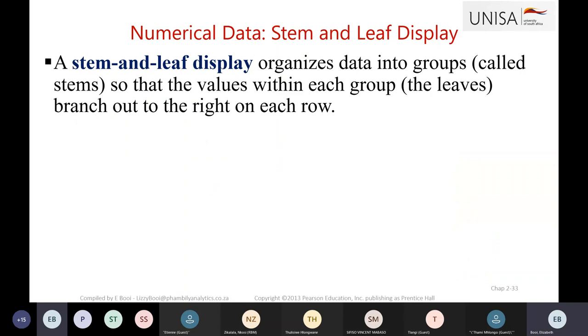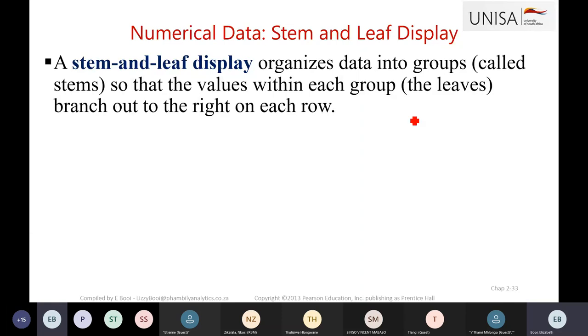Okay, so once you have the ordered arrays, or you have ordered your data, you can create what we call a stem and leaf plot. A stem and leaf plot creates groups of data where it splits the data in terms of the stem, where every stem will have many leaves. So the stem will always be the first digit and the leaf will be the second. And this is dependent on the type of the data that you have.